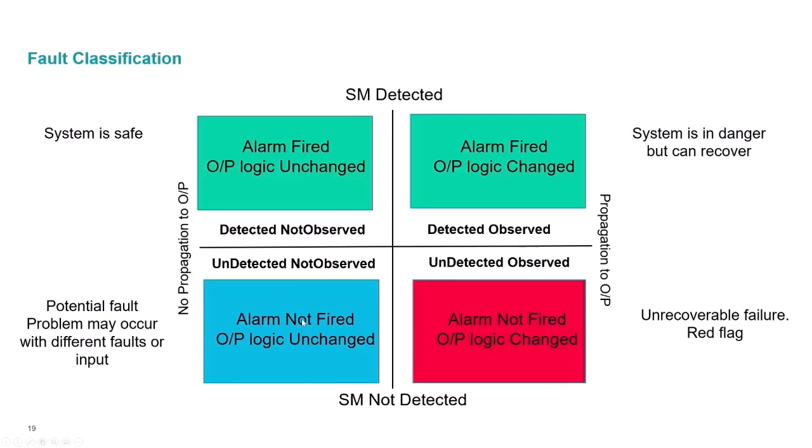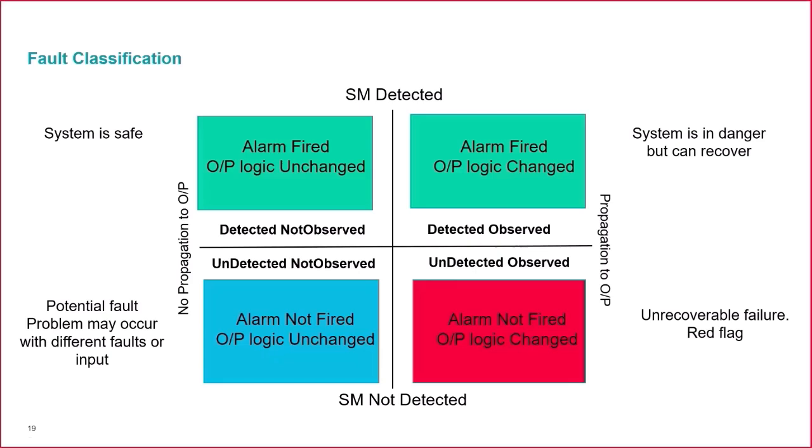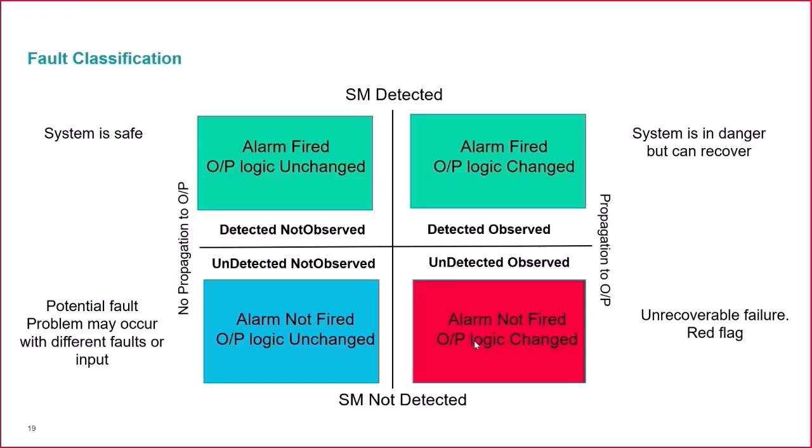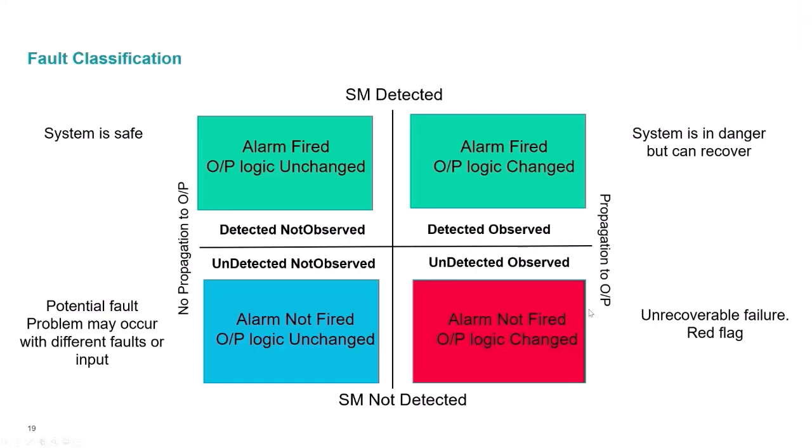This blue quadrant is basically undetected, unobserved. So neither the alarm fired nor the output changed. So it's a potential fault. The problem may occur with different faults or different input, but it's a potential fault at the moment. And the final category, which is the red flag with the color, is the unrecoverable failure, in which the alarm or the safety mechanism was not able to catch the fault and the output is changed. So these are the dangerous categories of fault that we really need to pay attention to.